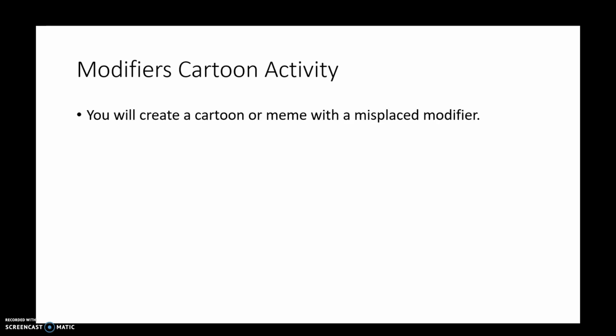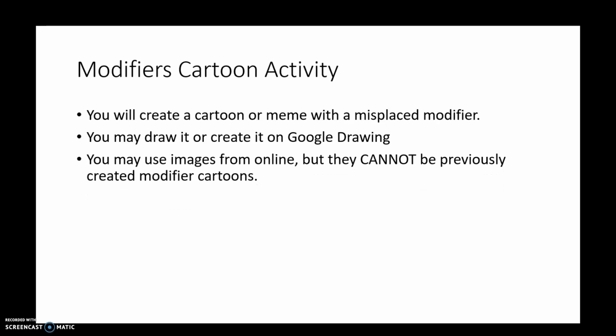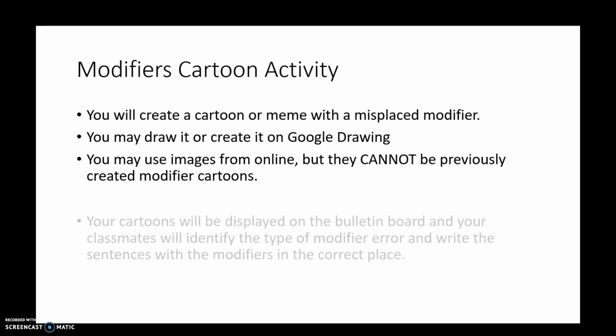So your task is to do something along those lines, to create a cartoon or a meme with a misplaced modifier. You can look online for examples, but you do need to create your own original one. You can draw it by hand on a piece of paper, or you can use Google Drawing technology in order to create that. If you use the online format, you can get images from online provided that they are free and you are not breaking any copyright laws. However, you can't just copy and paste a previously created modifier, cartoon, or meme. You can use a picture that's online to create your own meme or cartoon.